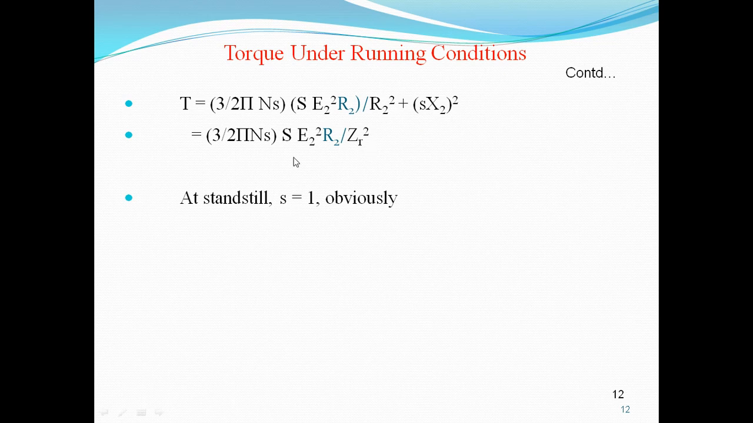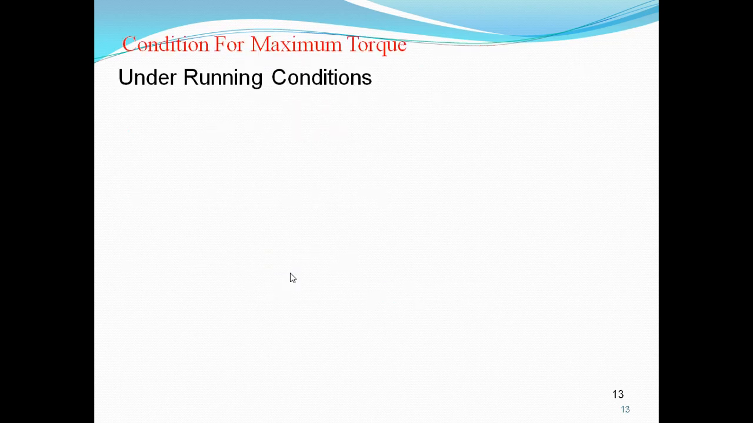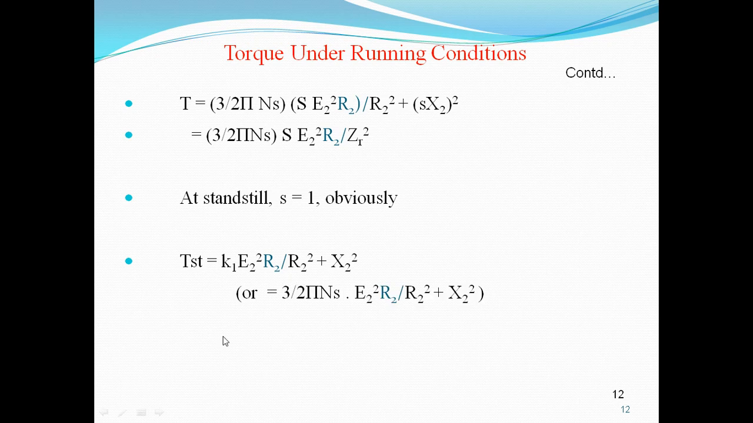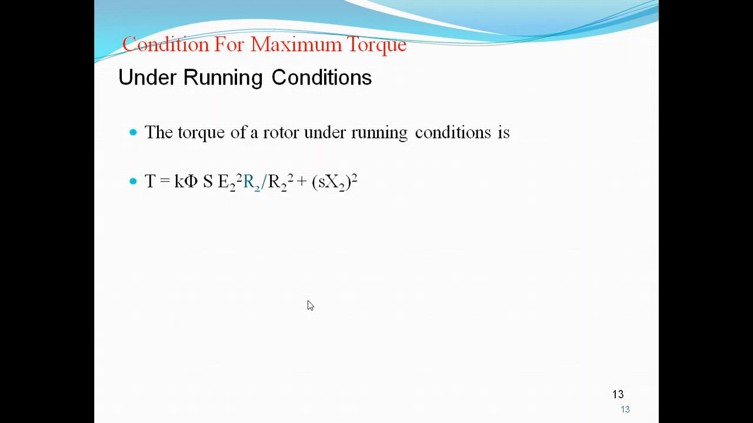So at standstill, what happened? S is 1. Then the torque equation is K into E2 square R2 by R2 square plus X2 square. Here the same K value is substituted, 3 by 2 pi Ns. So now the condition for maximum torque. This is the torque equation.